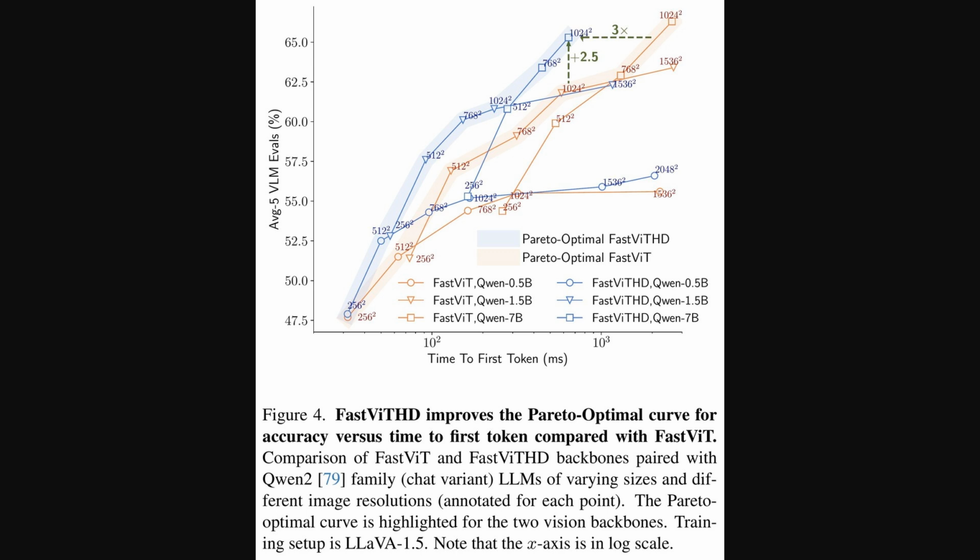The blue shaded area and lines represent FastViTHD, while the orange ones are for the older FastViT. Each point on these lines corresponds to different image resolutions and various sizes of the Qwen2 large language model. It's quite clear that FastViTHD offers a much better trade-off. For example, the paper notes that for a given runtime budget, FastViTHD achieves over 2.5 points higher performance on that AVG5 score, or it can reach a target performance up to 3 times faster. This really highlights the significant efficiency gains with FastViTHD.